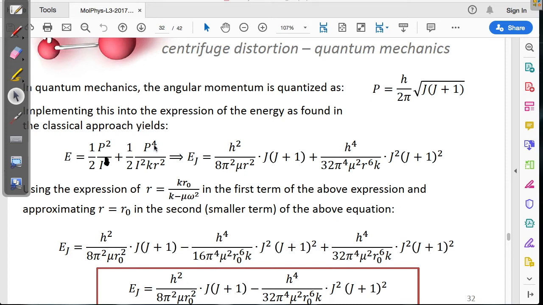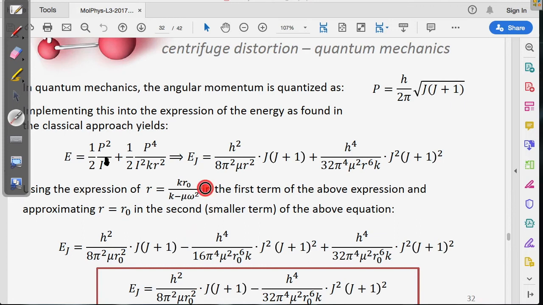And for that one, h⁴ over 32π⁴, okay. Now we have I squared, so it's μ² r⁶ times k. Why r⁶? Because I squared is μ² r⁴ times r², it's r⁶ times k, and j² (j+1)². Okay, I mean, that's not nice to do that mathematics like this, and I'm just trying to guide you if you're trying to do it yourself.